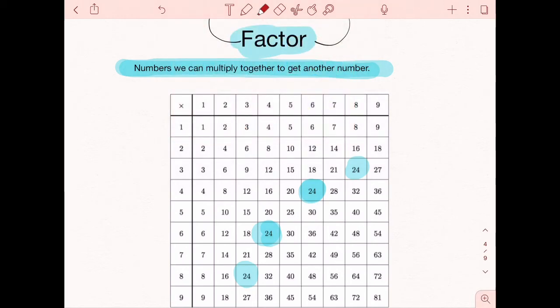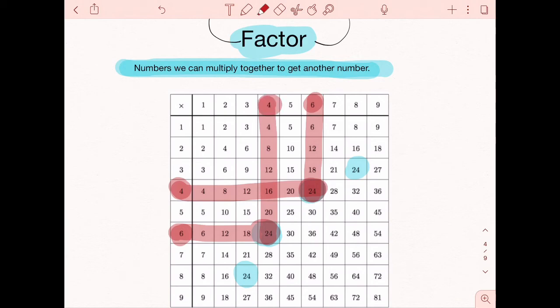All right, so 24. Let's start with that first one I had. I'm going to go up to the top. 6 and 4. 6 and 4 are both factors of 24. Here it is again. 6 and 4. That's one possible answer. But 24 has even more factors. It also has 3 and 8.